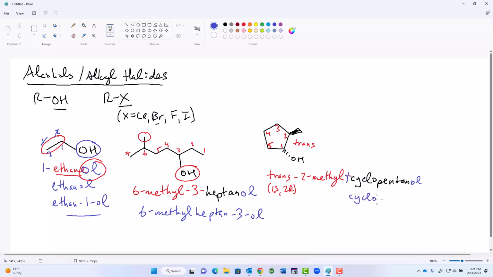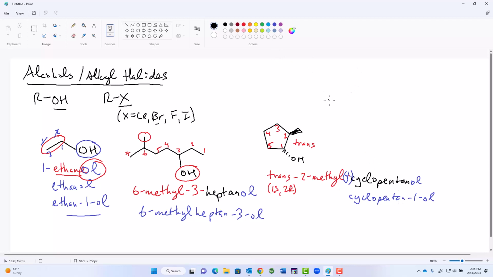We could have cyclopentan-1-ol. Again, since it's the 1 position, sometimes this 1 is left off. So we could say trans-2-methylcyclopentanol. But to be formal about it, we would indicate that it is at the 1 position, and we would indicate that as 1-cyclopentanol or cyclopentan-1-ol.